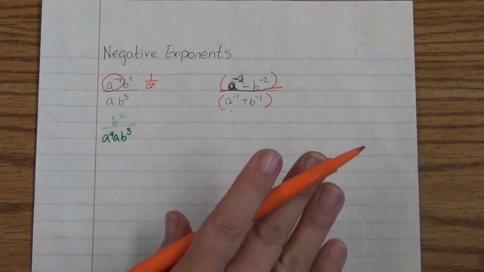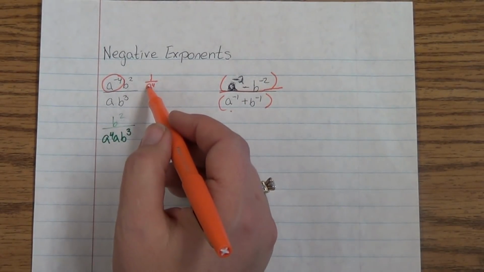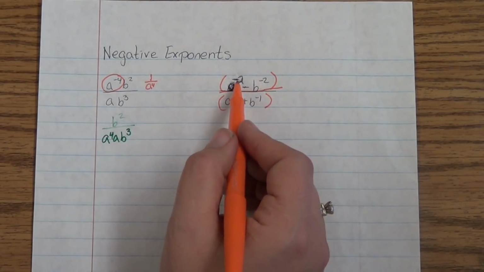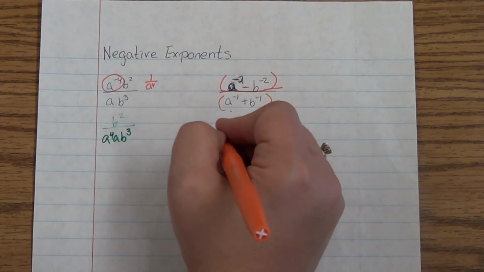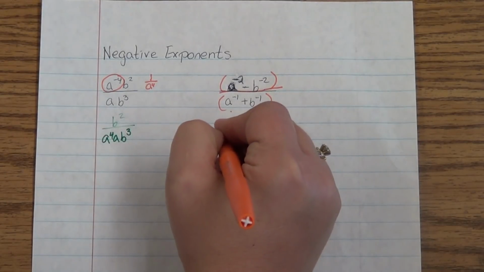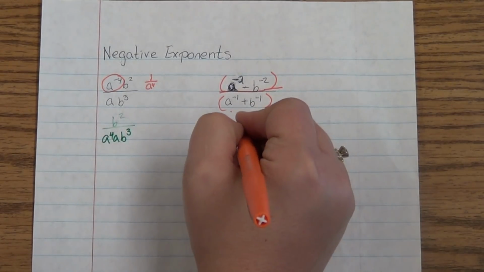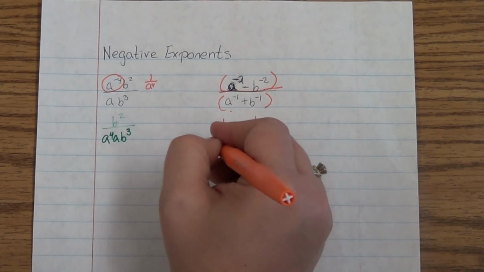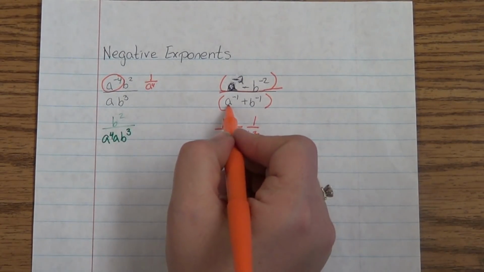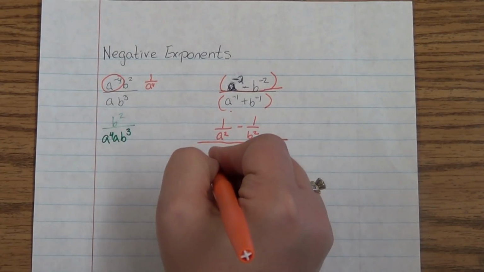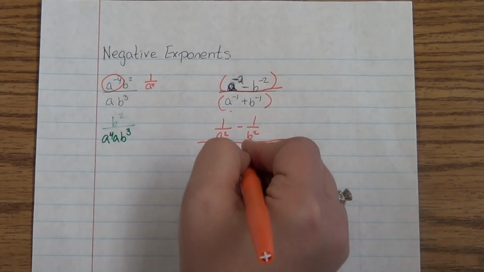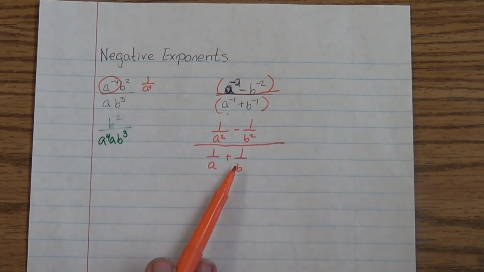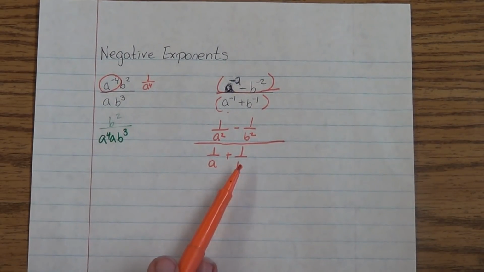All right, so what do we need to do instead? We need to use this idea. So yes, this is going to move to the bottom, but it's going to move to the bottom of its own fraction. So this is going to become 1 over a squared minus 1 over b squared. That's our numerator. Then in the denominator, do the same thing with these. 1 over a plus 1 over b. Once you get it to this part, this is not too bad. These are the same kind of problems that we've been doing.